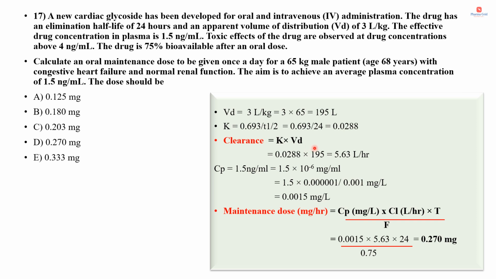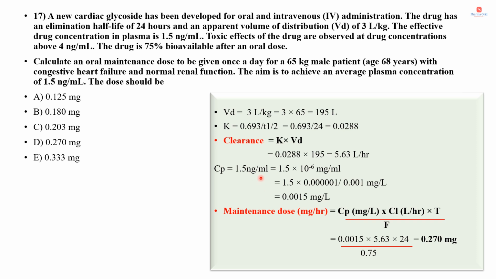Then substitute the values in the equation for clearance. So we will get the answer as 5.63 liter per hour. Okay, so the clearance value we got is 5.63 liter per hour. Next step is, in the question they have given the plasma concentration, which is denoted as Cp. That is, the plasma drug concentration is 1.5 nanogram per ml. Okay, so here the plasma concentration is expressed in nanogram per ml. We need to convert it into milligram per liter.